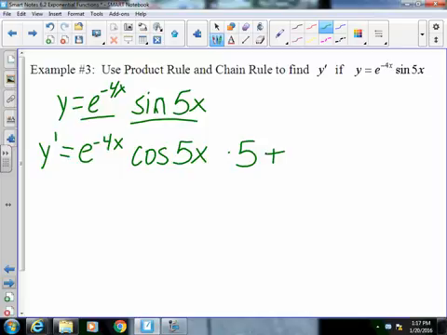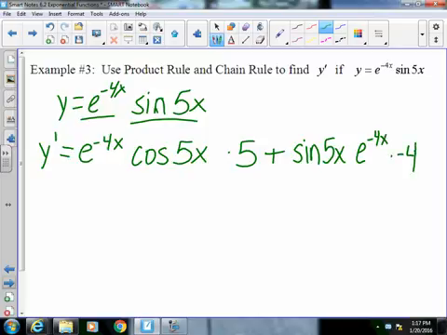Plus the second, sine of 5x, times the derivative of the first. The derivative of e to the negative 4x is e to the negative 4x. Derivative of negative 4x is negative 4.